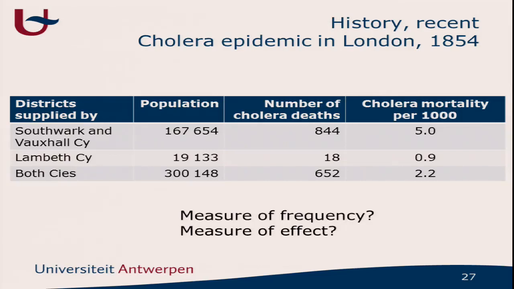So we have a measure of frequency, a number of deaths per 1,000 inhabitants, and then we would have a measure of effect of fivefold risk, or a 4.1 per 1,000 inhabitants. But it takes a lot of effort to pronounce that, so fivefold risk is easier.